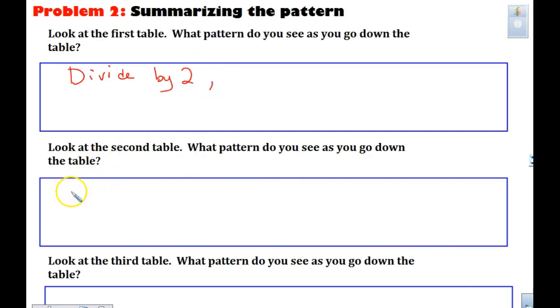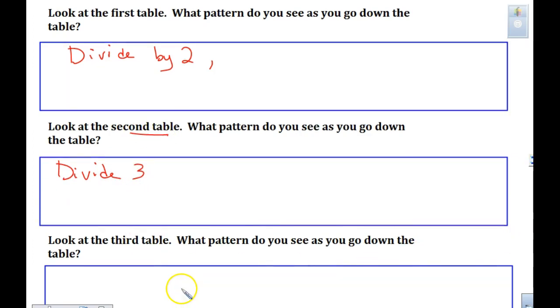The second table, our pattern would be, Jennifer, we are dividing by 3. The third table, as we are looking at it, is telling us to divide by what, Ashley? Divide by 10, okay? And this is as you go down that table. So we're dividing by 3, divide by 10, divide by 2.